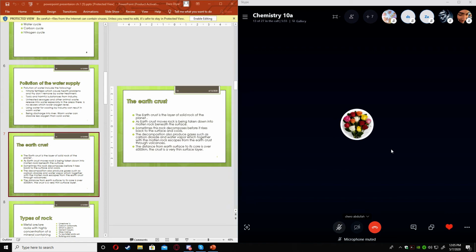Okay, very good. So the Earth's crust is the top layer of solid rock of the planet. There are so many rocks because of the moving of the crust. They will go down and they will change. Sometimes they decompose before they rise back to the surface. This decomposition will produce gas, mostly carbon dioxide and water vapor. Of course, they will rise again from the Earth's crust through the volcano.